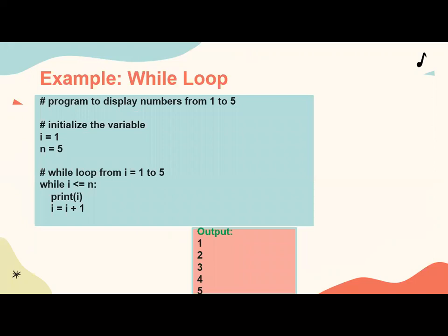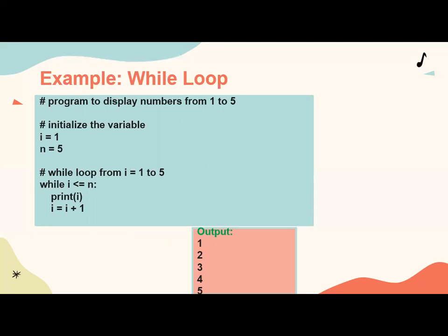Example for the while loop. This is the program to display the numbers from 1 to 5. First, we initialize the variable i equal to 1 and n equal to 5. Then we create a while loop: while i is less than or equal to n, print(i), then i equals i plus 1.